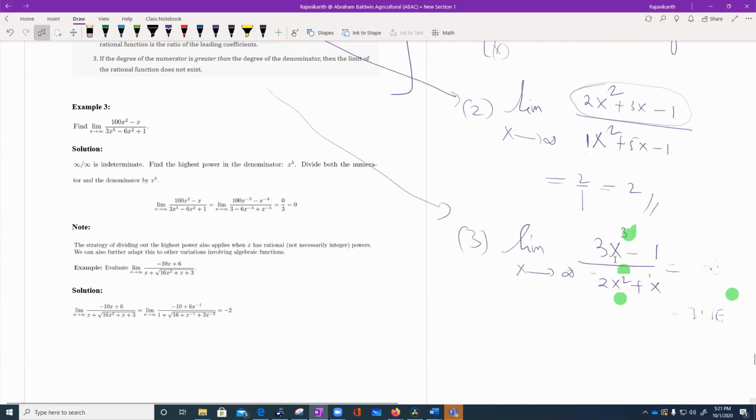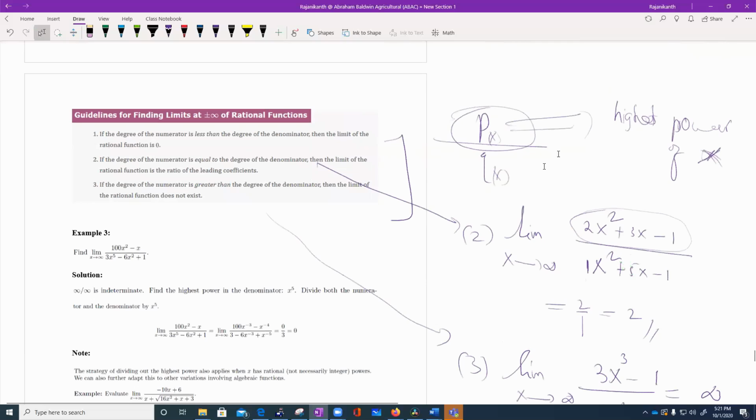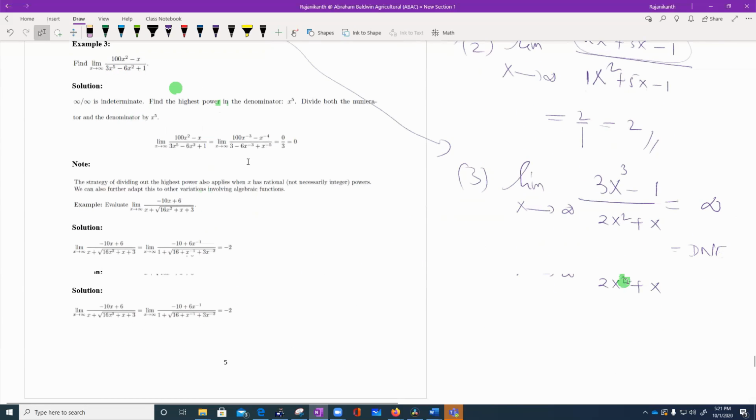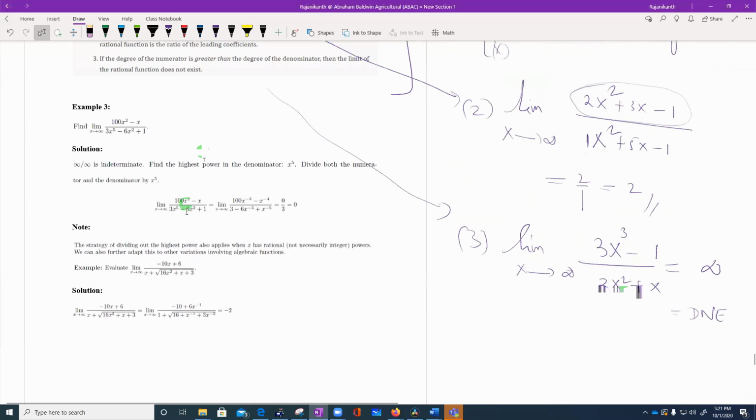Okay, that means what? If you have the highest power in the numerator, the answer is infinity. If you have the highest power in the denominator, the answer is 0. If you have the same power, then just the ratio of the leading coefficients is going to be the answer. All 3 scenarios are here. So you could go to the problems here and simply write down the answer.